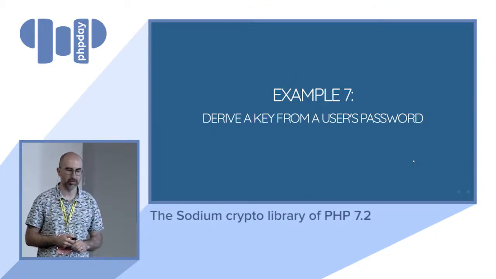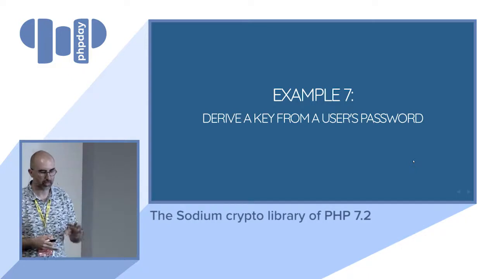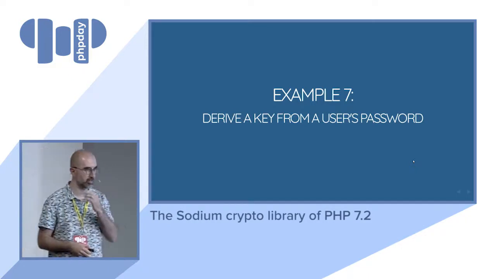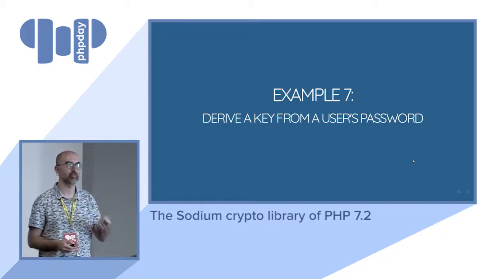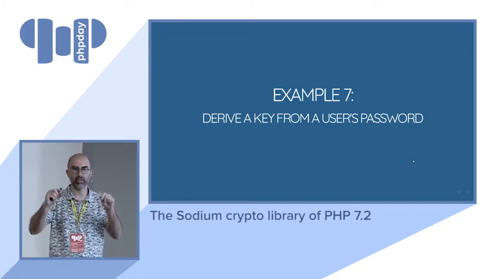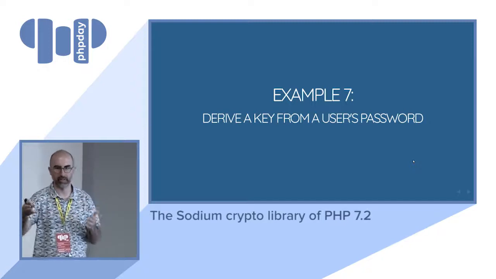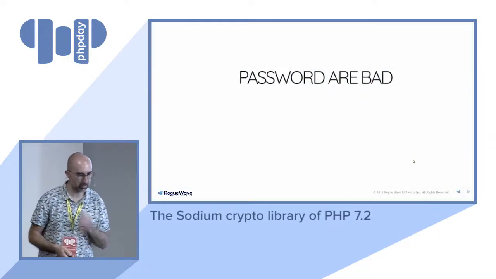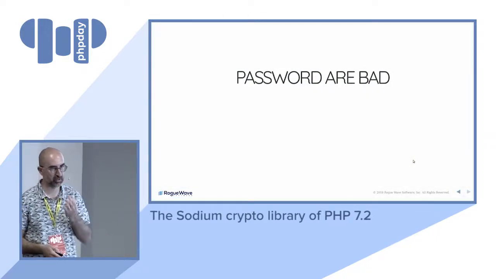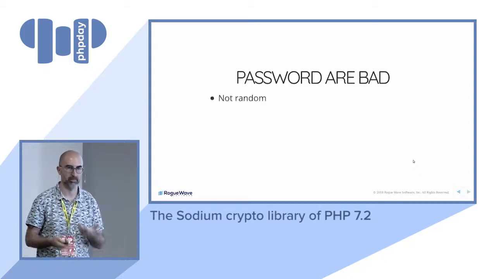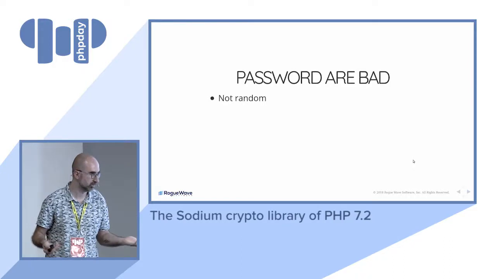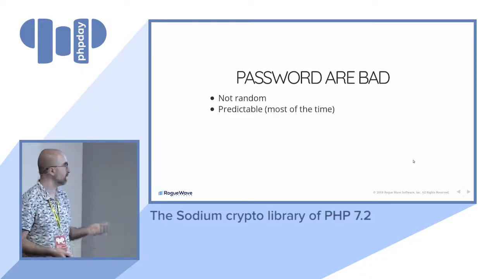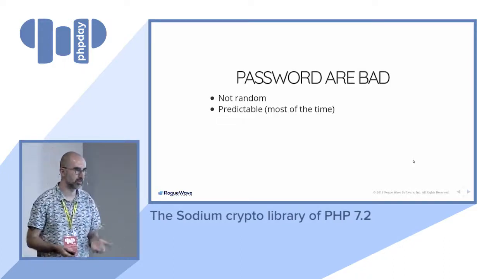Imagine that you want to derive a key from a user password. As I mentioned earlier, never in cryptography use the user password as the encryption key for an algorithm. Why? Because user passwords are very bad from a security point of view. They are not random, of course. They are predictable most of the time.